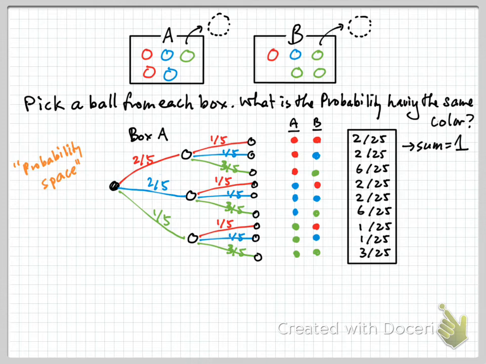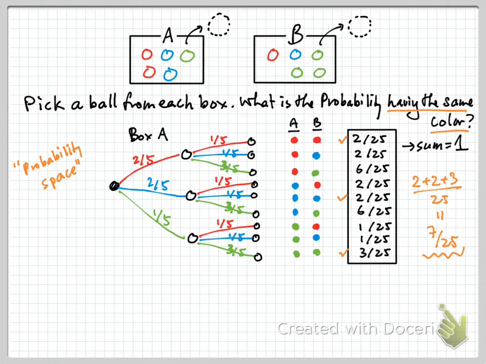Now we want the probability of having the same color, so we cherry pick this event, this event, and this event. We pick the red-red, blue-blue, and green-green events and add them up together. So the answer will be 2 and 2 and 3 divided by 25, and the answer goes to 7/25. This is the probability of having the same color.